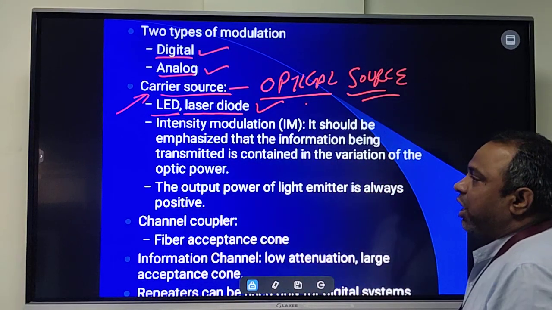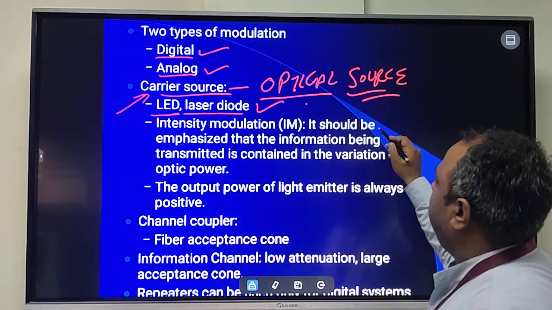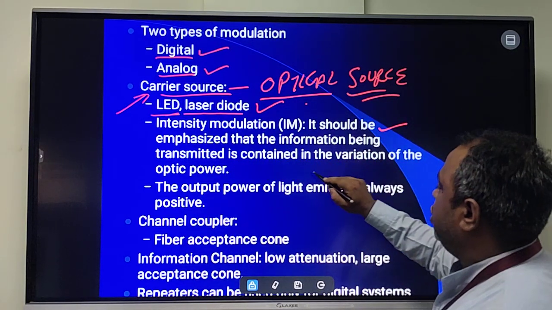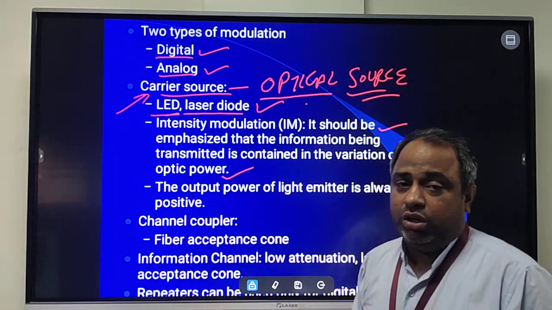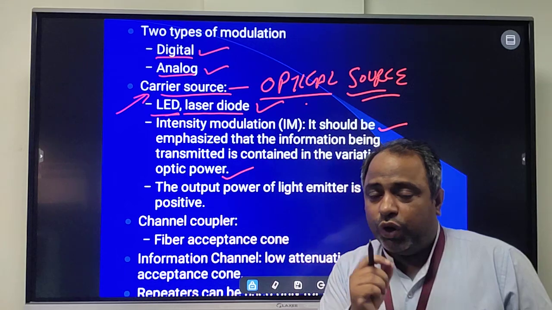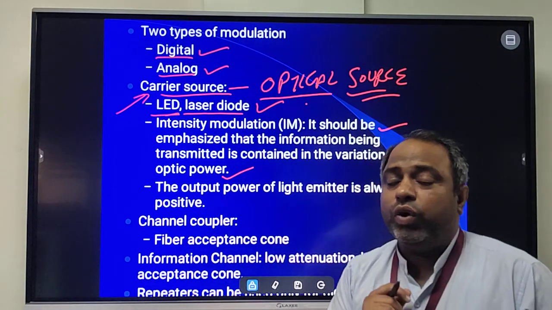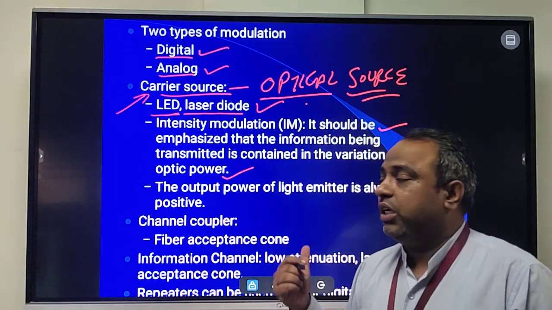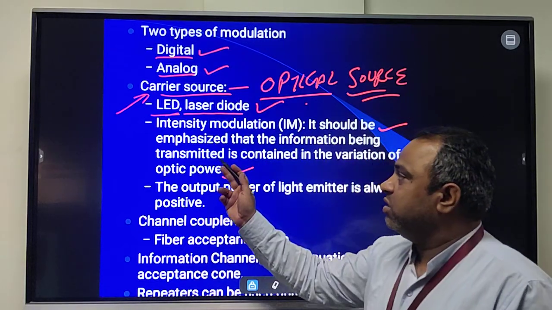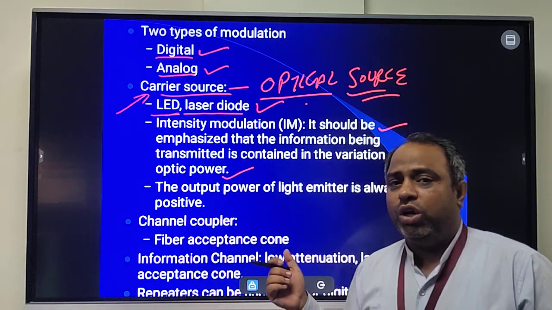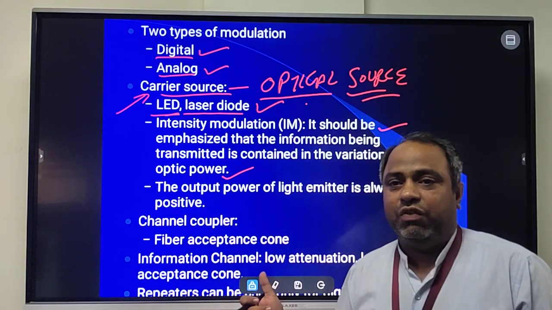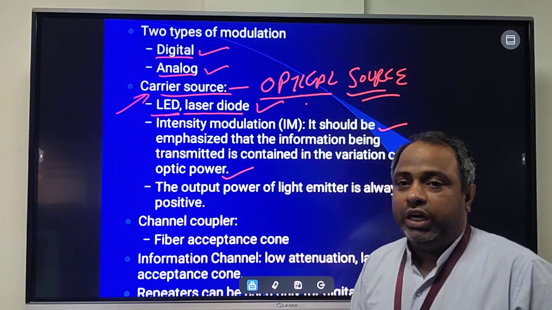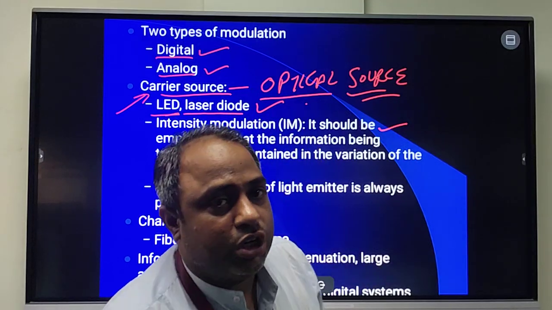Now, coming to the next part, intensity modulation. It should be emphasized that the information being transmitted is contained in the variation of the optical power. Very good point, because it explains what intensity the signal travels with, what power you require for transferring the signal, and what capacity the signal needs to travel from one side to the other. So intensity modulation explores how efficiently and effectively we can send the signal without any distortion or noise. So the intensity of the signal is also important for the transmission of the signal.